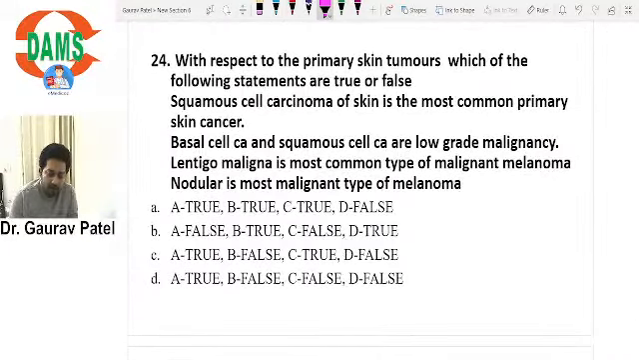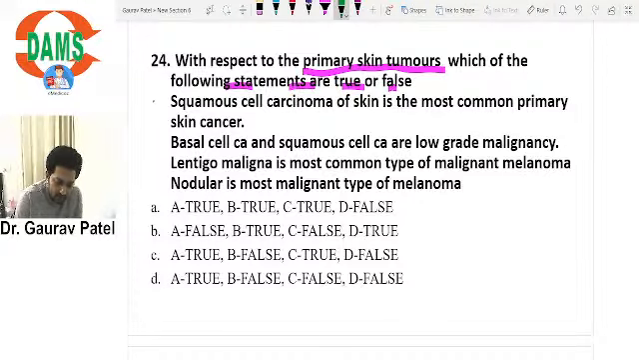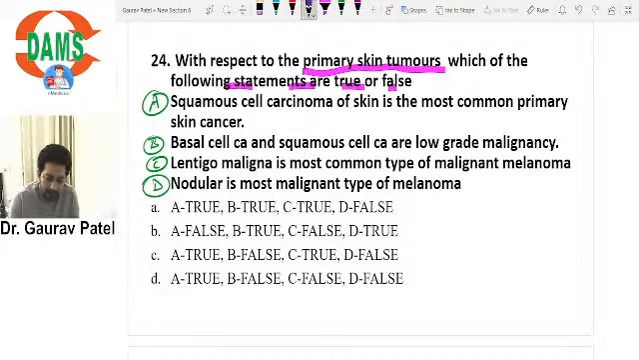With respect to the primary skin tumors, which of the following statements are true or false? They forgot to write the options, so I'll write them for you: A, B, C, and D. This is in my PPT, and in your exam also it was like that. Let's see.